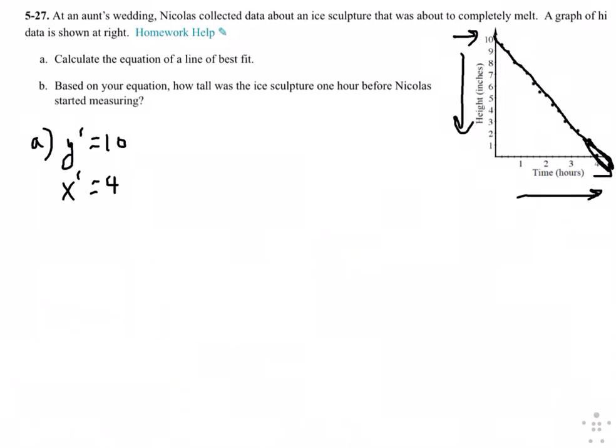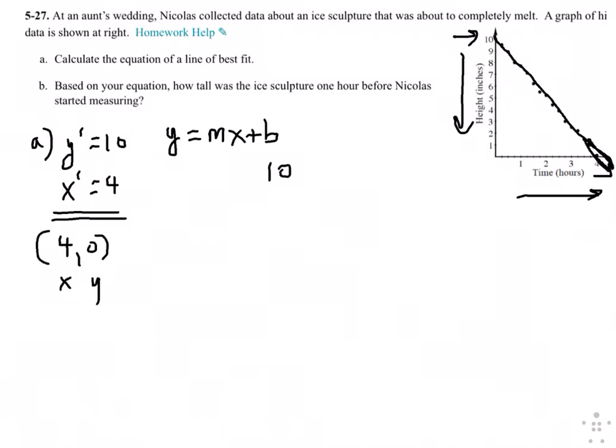So if we write that in slope-intercept form, y equals mx plus b, right? The y-intercept is 10, right? And the x-intercept is when y is 0. So there's a point (4, 0), right? We could substitute that in, x, y. So y is 0, m is unknown, and x is 4. So we get 0 equals 4m plus 10.